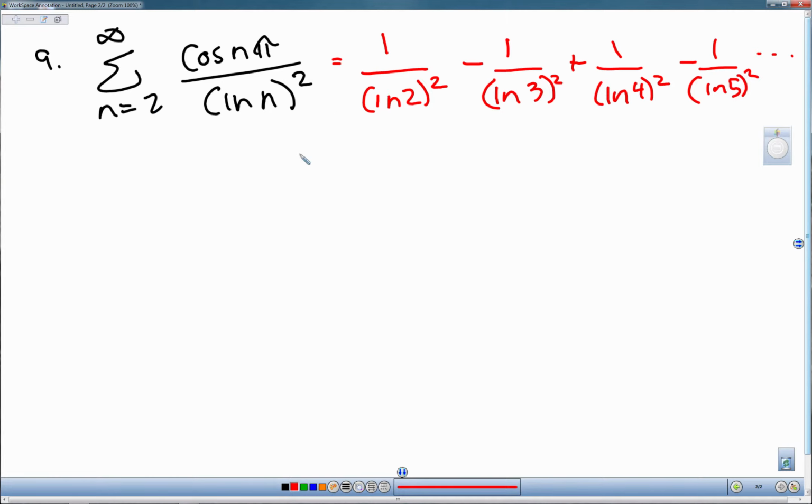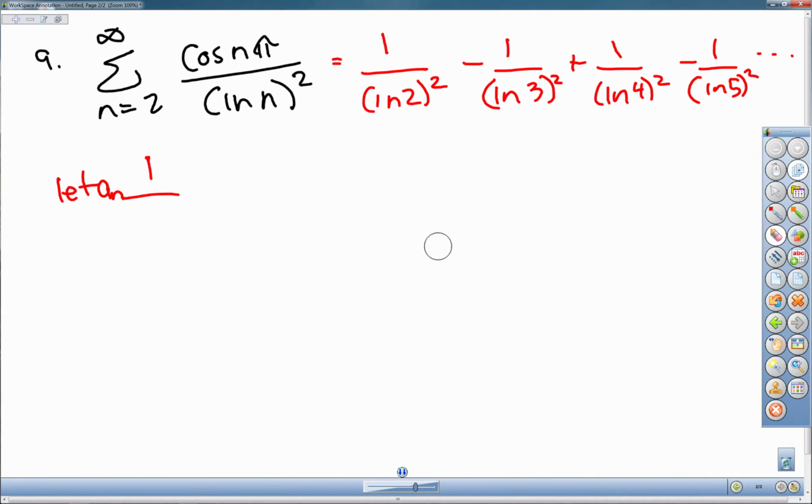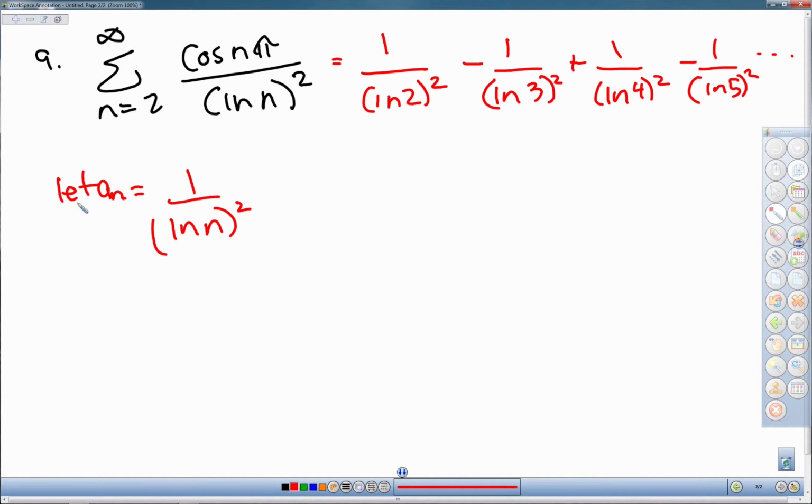And so what we can do is try utilizing the alternating series test at first. So let's see what happens. We're going to let a sub n, oops, I ran out of room here. Sorry about that. Let's fix that. Let's let a sub n equal 1 over the natural log of n quantity squared.